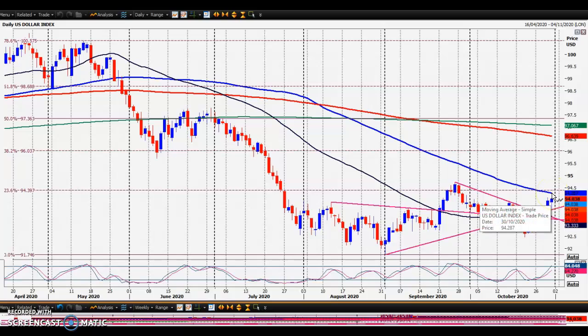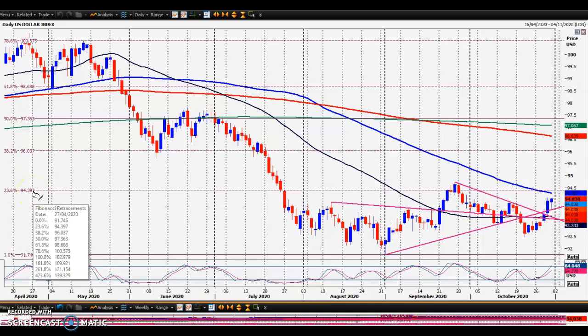We've got resistance from the 100-day moving average, which is around 94.25, 94.30. We've got a little bit of resistance at the 94.40 Fibonacci, 23.6% Fibonacci. So that will be the level to get through. If you are already long the US dollar, you want to see it getting through this area here.